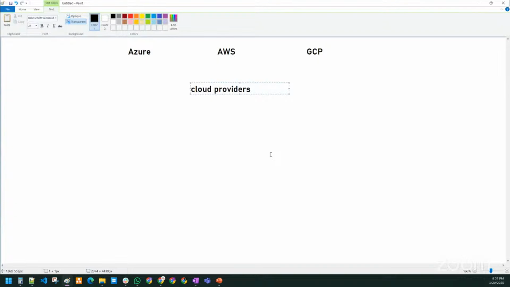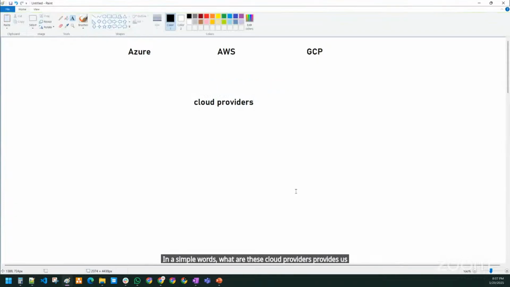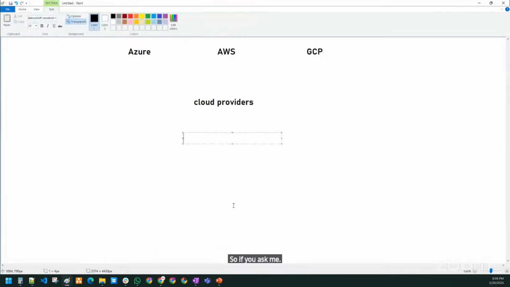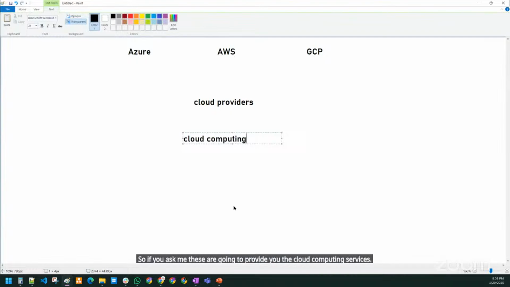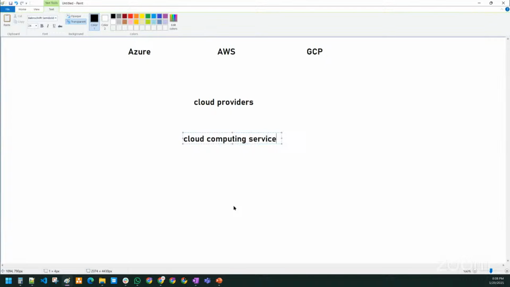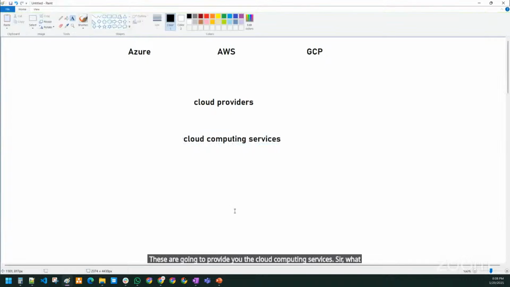In simple words, what do these cloud providers provide us, if you ask me? Sir, in layman's words, what do these cloud providers provide us? If you ask me, these are going to provide you the cloud computing services. Sir, what are these cloud computing services?